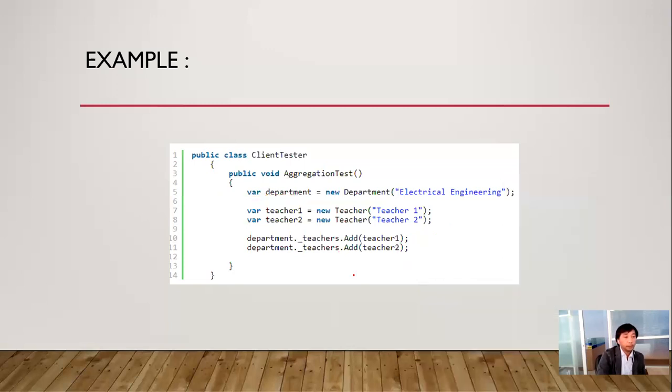This kind of programming code means it has an aggregation kind of relationship. Like it's already explained, both of the objects will not affect the other object. It means that whenever we destroy the department object, then the teacher objects will still exist.